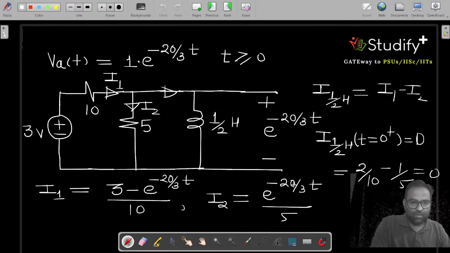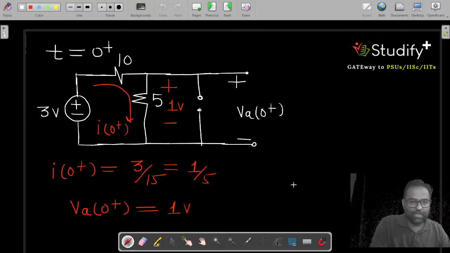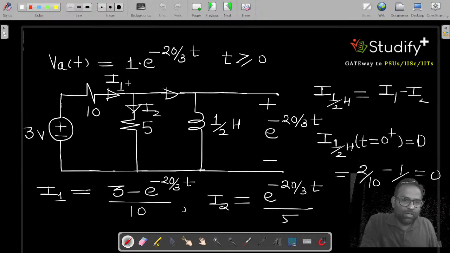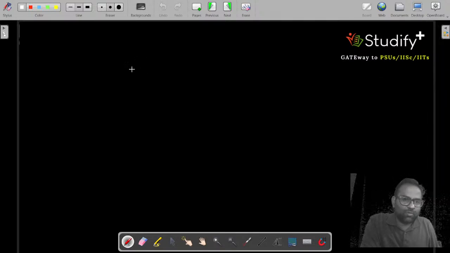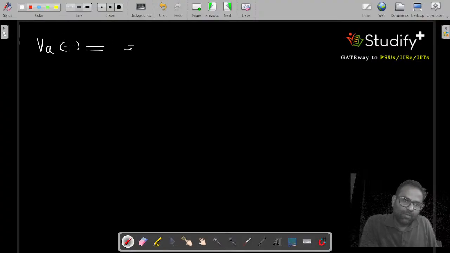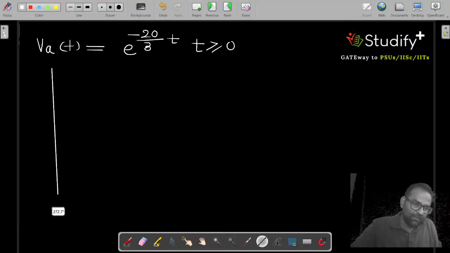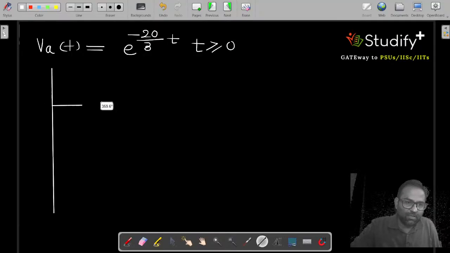So what is the situation of the voltage? The situation of the voltage is VA is what? e to the power minus 20 by 3. So you can say VA is given by this, for t greater than or equal to 0. So can I say how you will draw this? This is the voltage across the inductor.